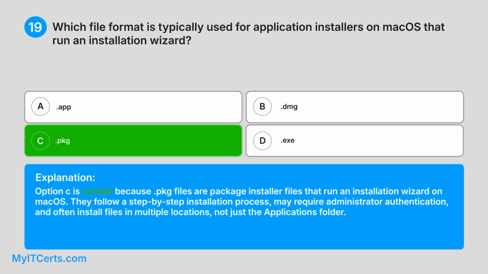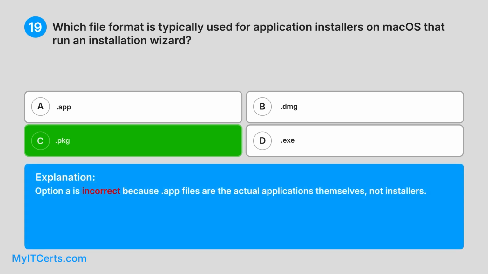Explanation: Option C is correct because .pkg files are package installer files that run an installation wizard on macOS. They follow a step-by-step installation process, may require administrator authentication, and often install files in multiple locations, not just the applications folder.